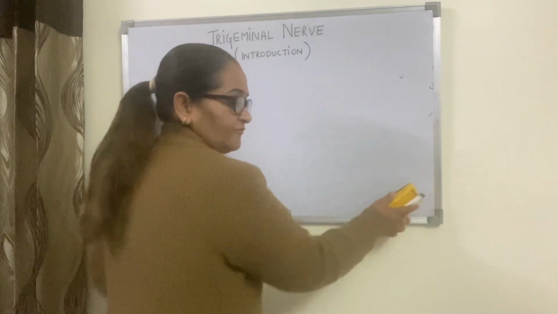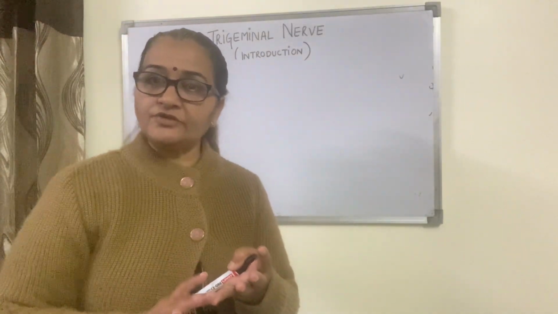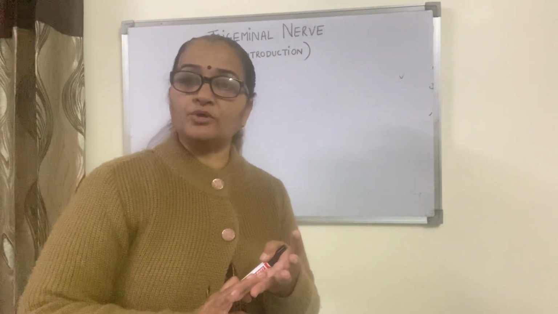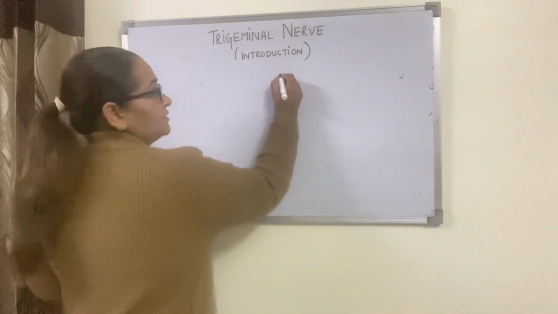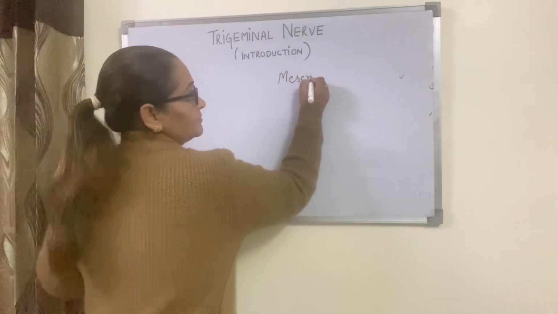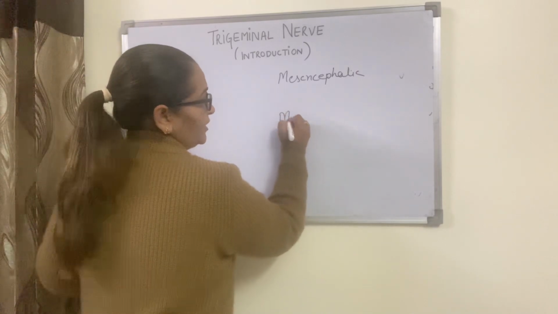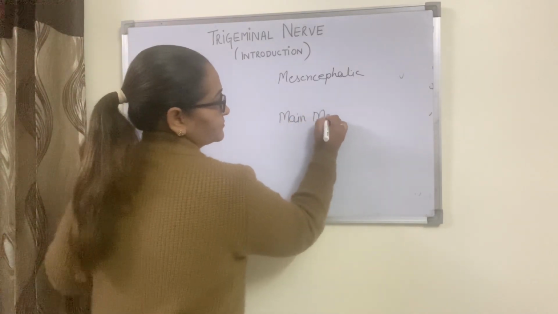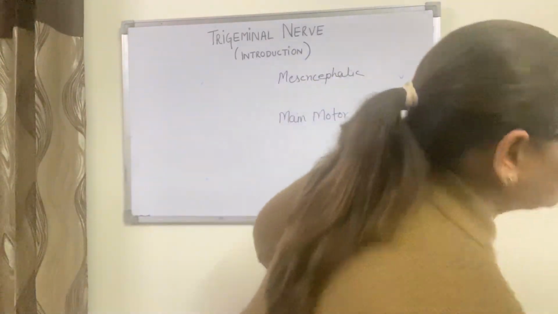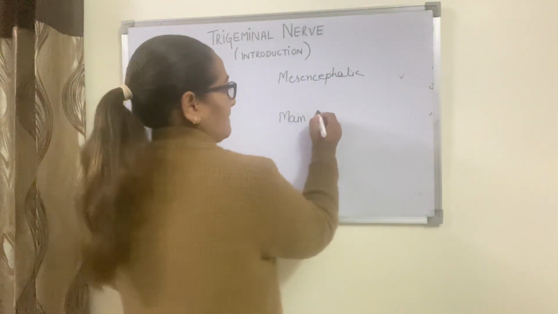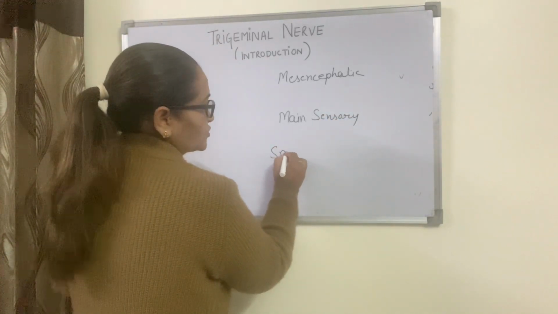Now coming to the nuclei of this nerve. Definitely it has a sensory part, that is all the three divisions, ophthalmic, maxillary and mandibular, have the sensory portion. So the different nuclei are the mesencephalic nucleus, then the main motor nucleus, main sensory nucleus, then the spinal nucleus of trigeminal.